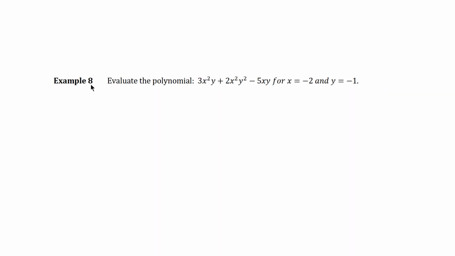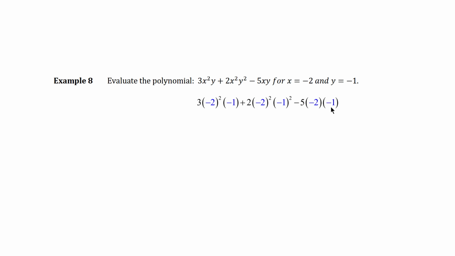For example number 8, evaluate the polynomial 3x²y + 2x²y² - 5xy for x = -2 and y = -1. To evaluate the polynomial, we just substitute the value of -2 in for x and -1 in for y. We get 3 times (-2)² times -1 plus 2 times (-2)² times (-1)² minus 5 times -2 times -1.